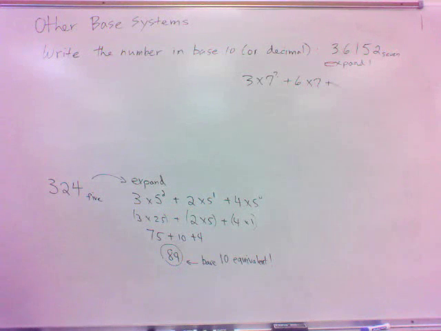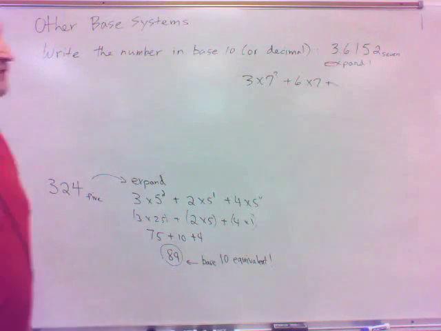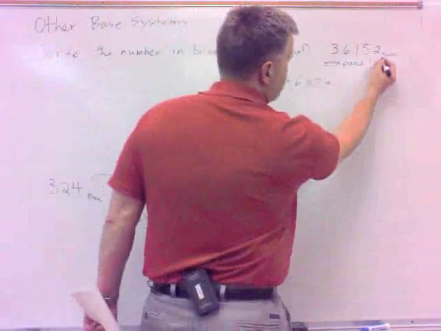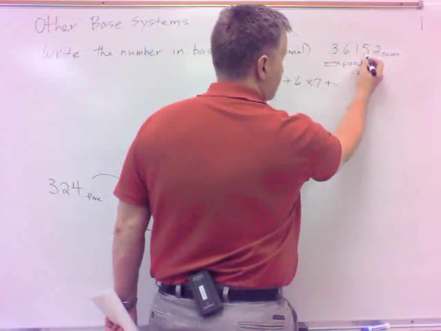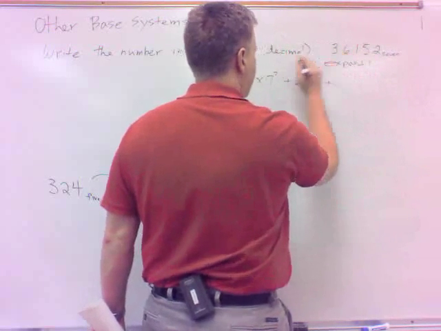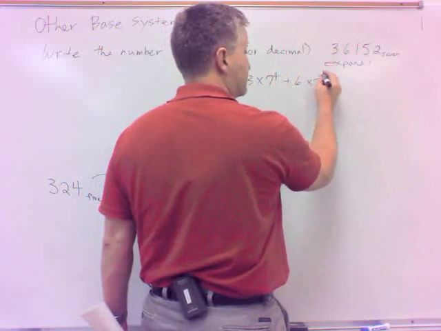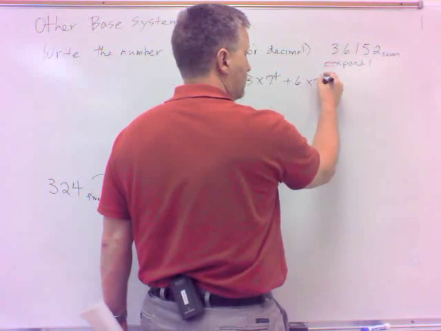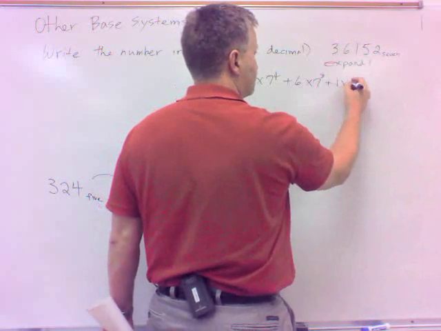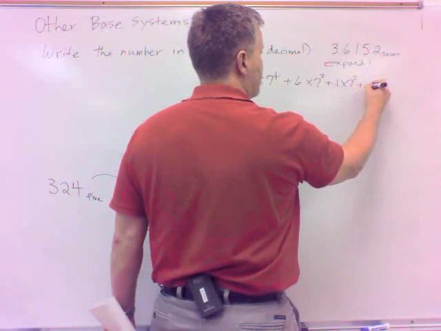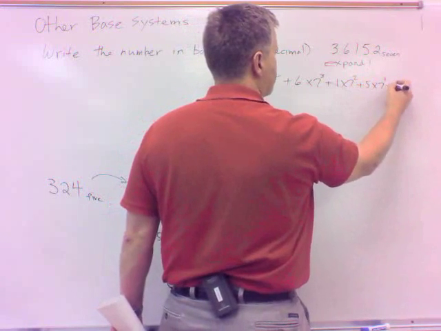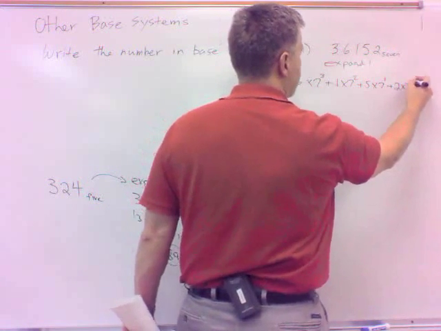What power of 7 is 3 multiplied by? It'll be the 4th power. How do we know? Start at the back. That'll be the 0 power, 1 power, 2 power, 3 power, 4 power. So 3 is times 7 to the 4th. So 6 would be 7 to the 3rd. The 1 is times 7 to the 2nd. 5 times 7 to the 1st. And 2 is times 7 to the 0. With me on that?